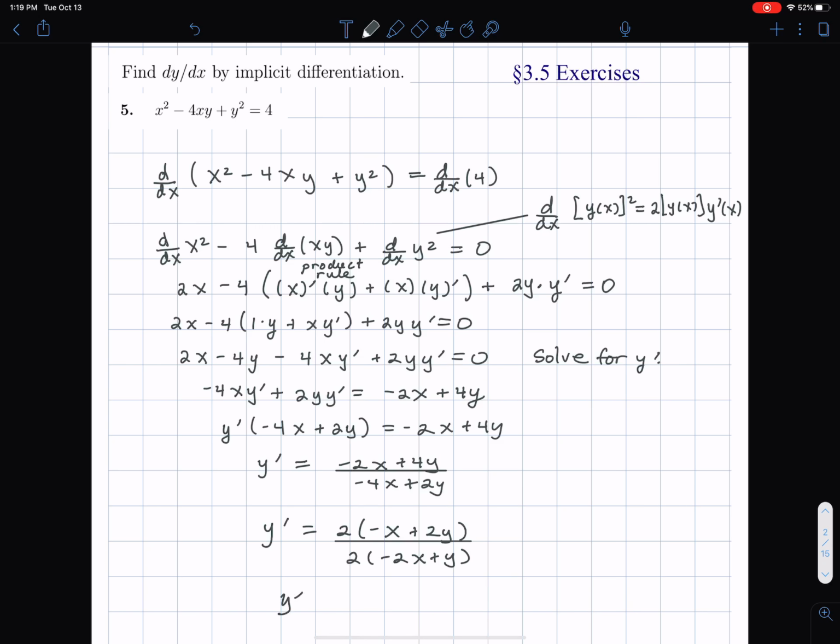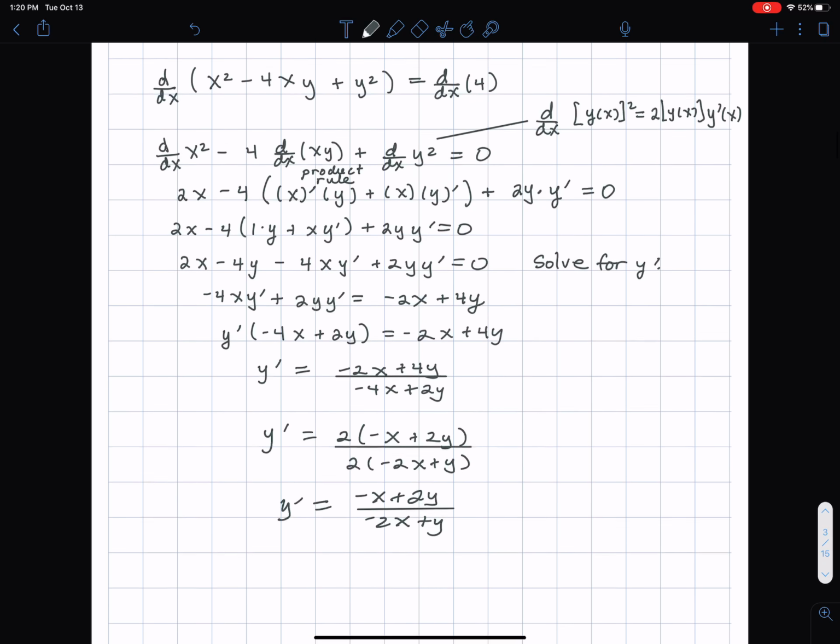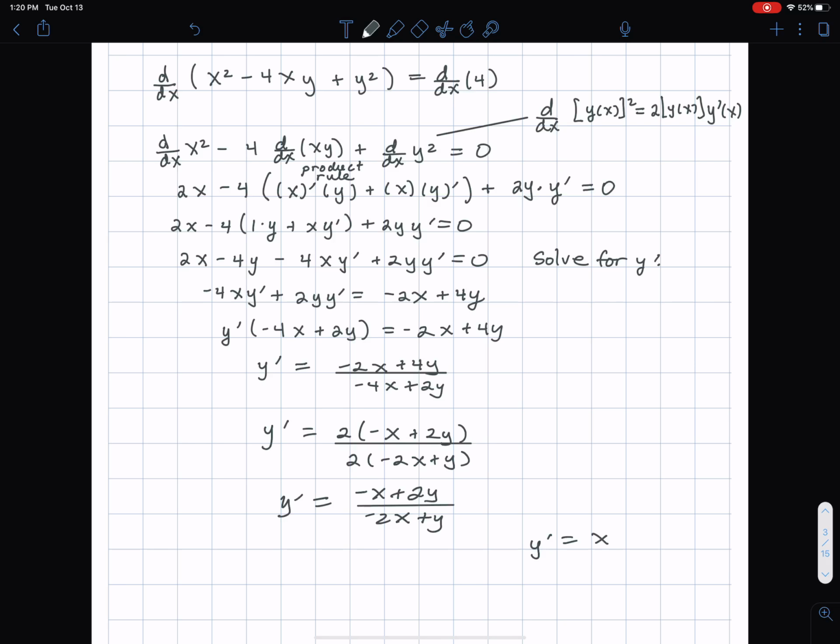So therefore I have y prime, which is dy dx, is equal to negative x plus 2y over negative 2x plus y. Now, if we multiply the numerator and denominator by negative 1, you'll get x minus 2y divided by 2x minus y. I'm not saying that that's any better. It's simply that's maybe the answer you got, and it has to do with how you move things around when solving for y prime.